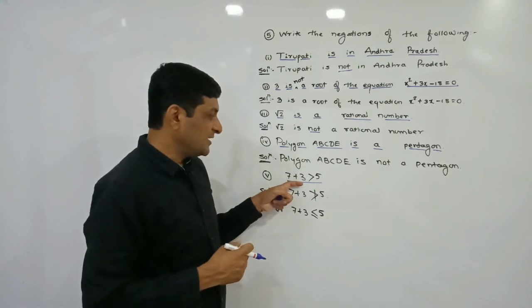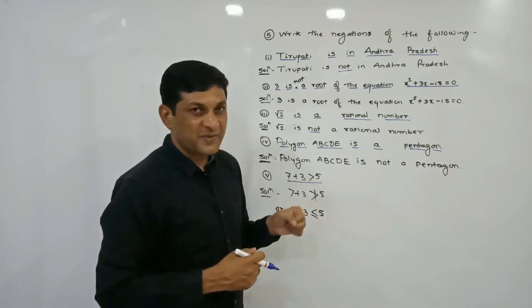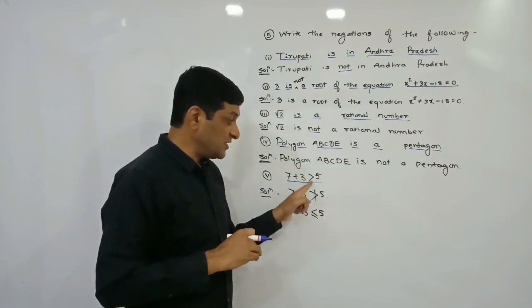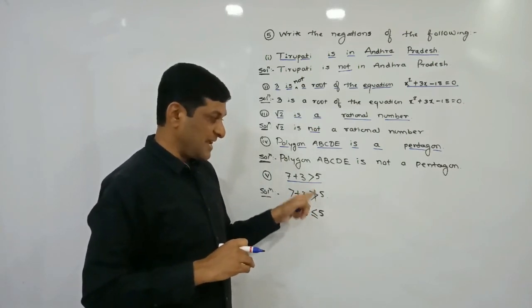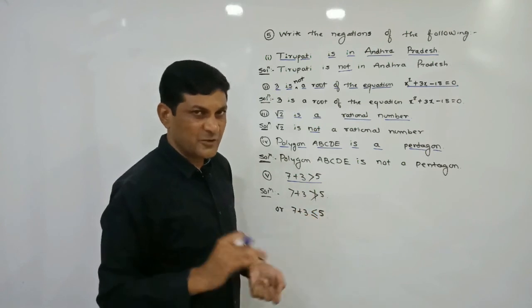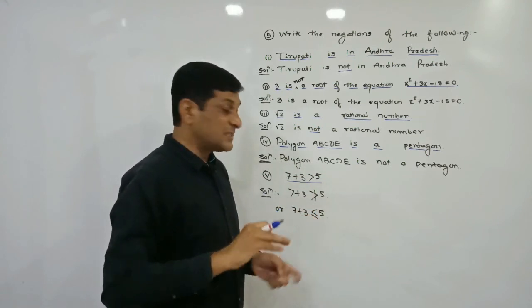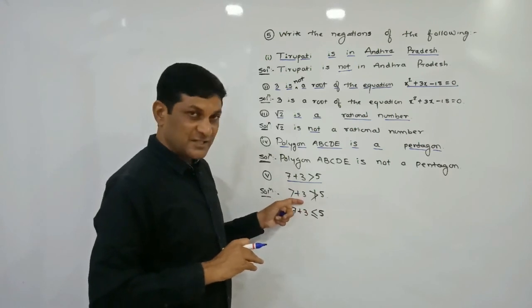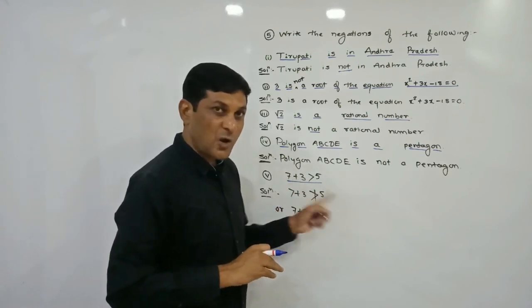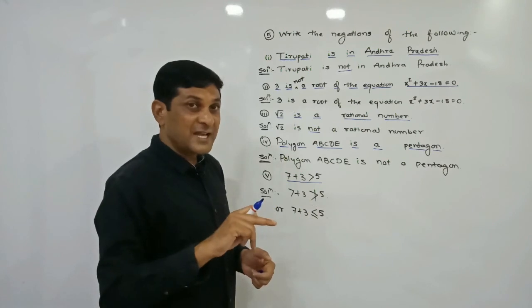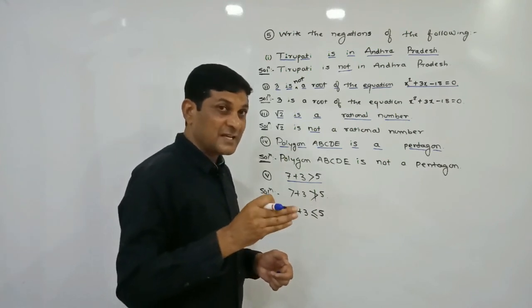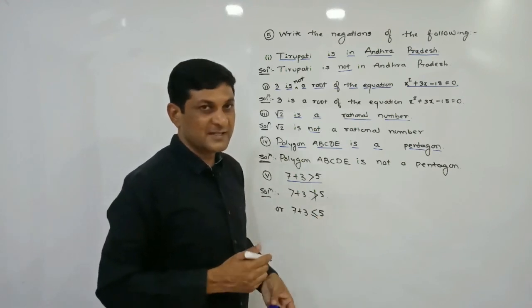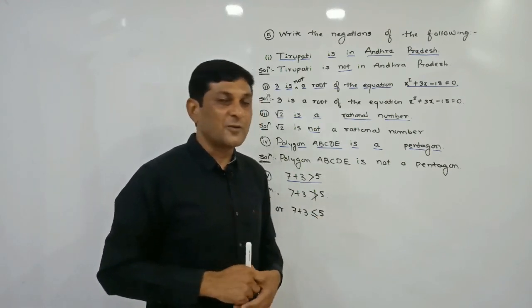So last one, 7 plus 3 is greater than 5. Its negation is 7 plus 3 is not greater than 5. Not greater than 5 means either equal or less than 5. Means either the answer is written in this form, that 7 plus 3 is not greater than 5. Not greater than means what? Not greater means either less or equal. So it can also be written as 7 plus 3 is less than or equal to 5.